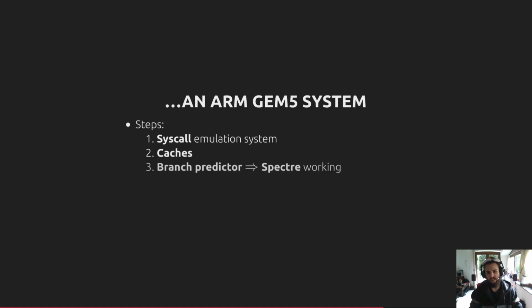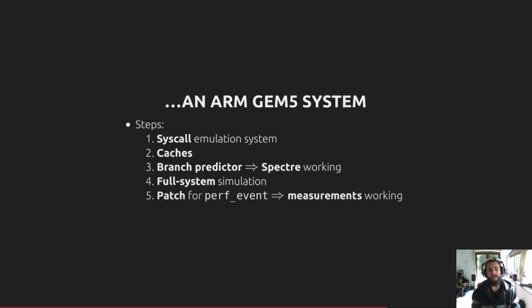Then we had some caches for the flush and reload part, and we added the branch predictor. And then at that time we had the Spectre working on our system. We switched to a full system simulation to have gem5 simulating the entire Linux kernel and an operating system, to have a more faithful simulation. And finally, we patched gem5 to get perf event working, and at that time we had the Spectre that works and the measurement that works.